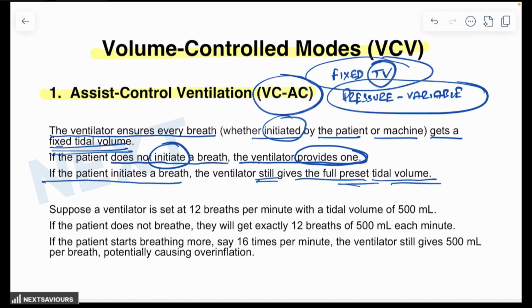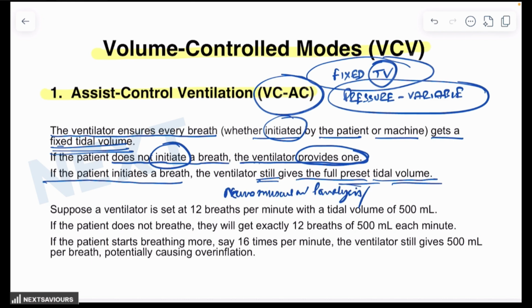So obviously it is best for those individuals who require full ventilatory support with minimal work required from the patient. That means those patients who cannot breathe adequately on their own, like if the patient is suffering from neuromuscular paralysis or if the patient is in general anesthesia. So in those patients, 100% effort is not there. So the patient is 100% dependent on the ventilator.